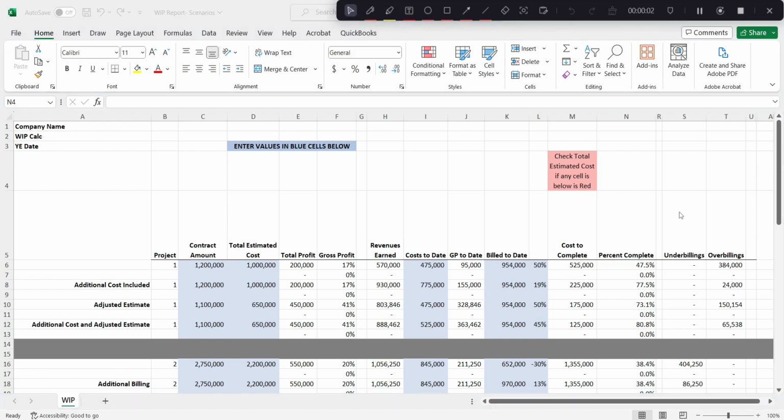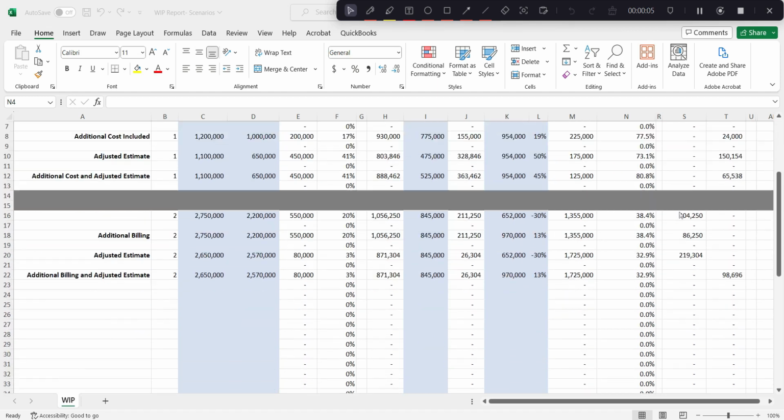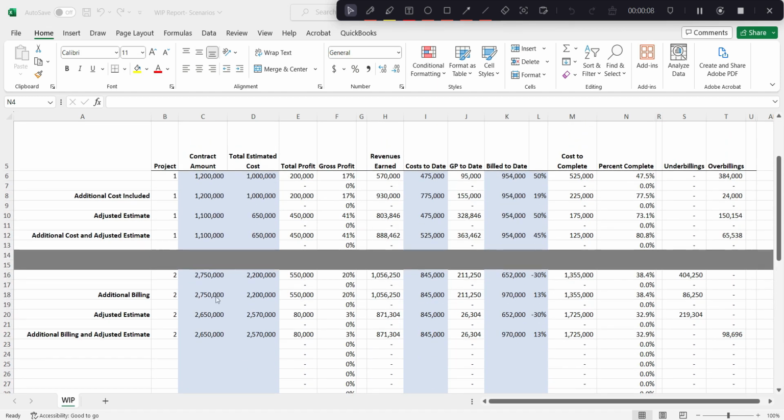All right, now let's move on to a different example. This is project number 2. We've got a large underbilling. Okay, different contract price, different total estimated cost. On this job, we're estimating unadjusted numbers, 20% gross profit. We come to our activity. We've got $845,000 in cost and $652,000 in billings, just based off of this activity alone. Negative profit of 30%, or it's a loss. So we've got a huge underbilling of $404,000.